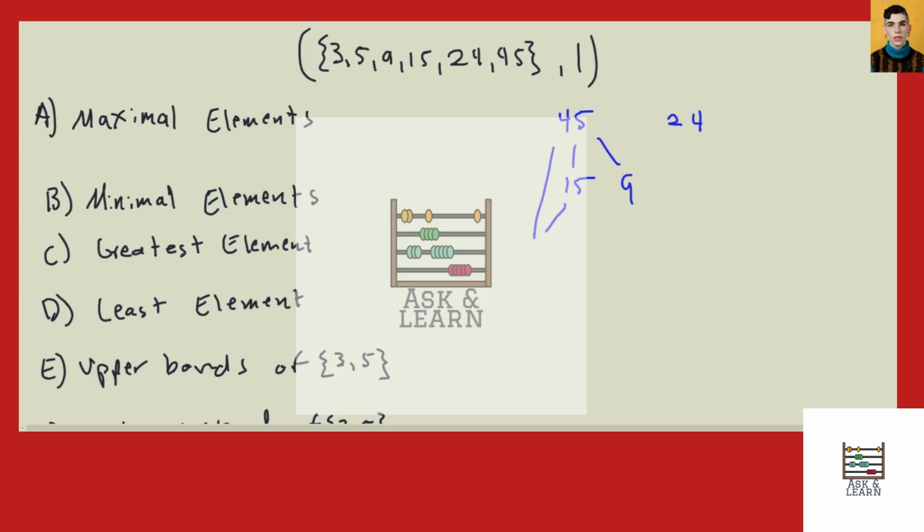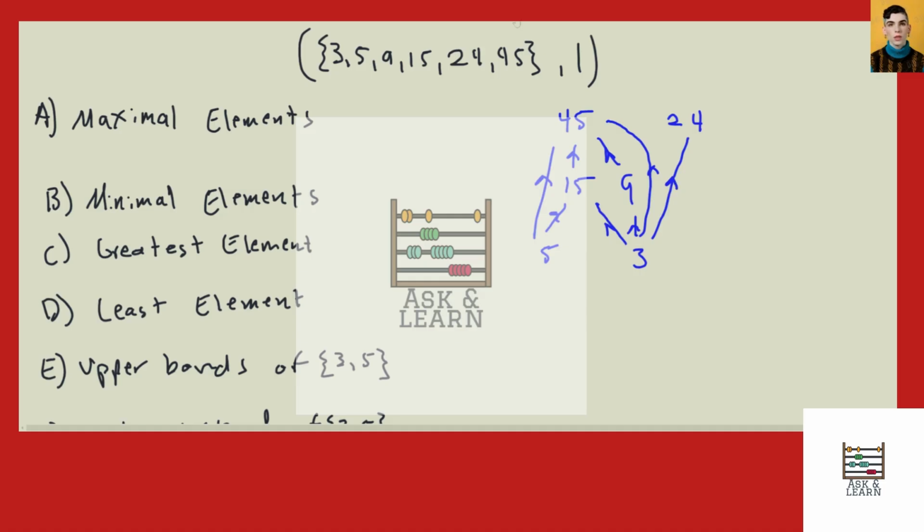So we have that there. And now 3 would divide 9, it would divide 15, it would divide 24, and it also divides 45. Remember, all these should be directed in this direction here, but when we do the Hasse diagram, we assume it's directed upwards.